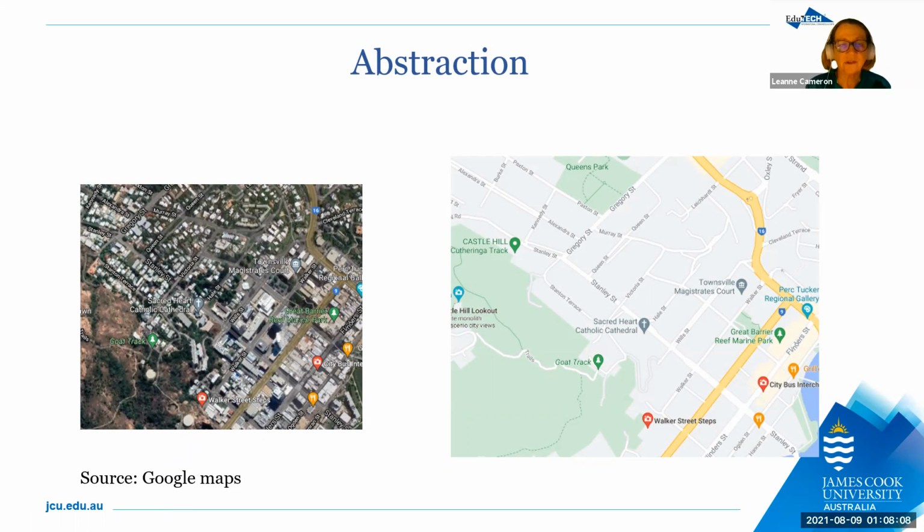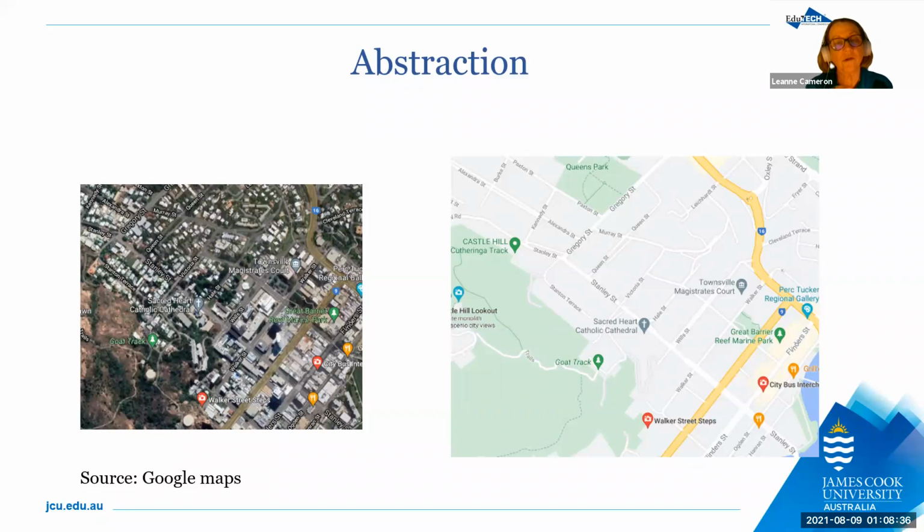If I said to you that I wanted you to walk from Townsville Magistrates Court to the goat track at Castle Hill using the map on the left, then all the information's there. There's no problem with that. It's just absolutely correct. However, it really requires a bit of concentration. If I said the same thing of the map on the right, I suspect you'd find it much easier.